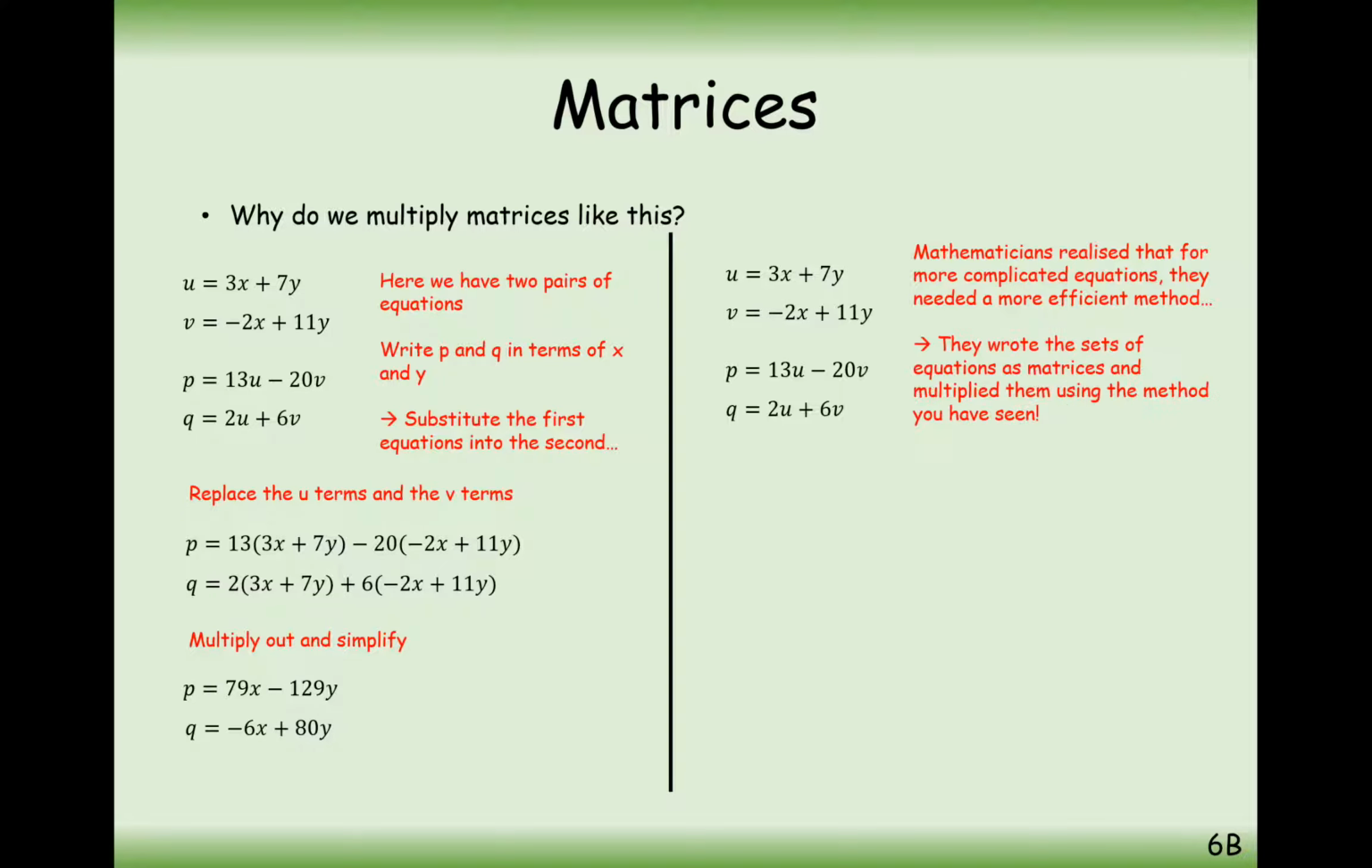And what they saw is that if you can represent your two systems of equations with a matrix, you can see here it's 13, minus 20, 2 and 6, and then multiply that matrix with a 3, 7, minus 2, 11, just like we've got this matrix here, we're going to get P and Q. P is going to be the top row, Q is going to be the second row in terms of X and Y.